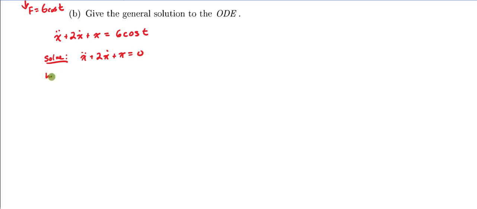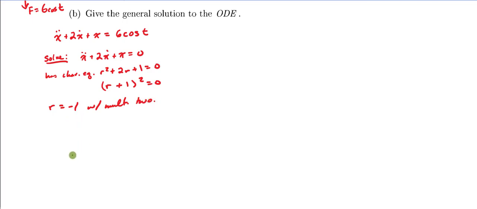And this has characteristic equation r squared plus 2r plus 1 is equal to 0, which factors to be (r plus 1) quantity squared equals 0, which has two roots, but they are the same. r is equal to negative 1 with multiplicity 2.